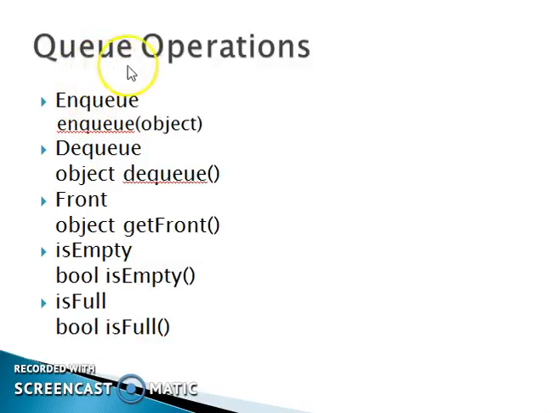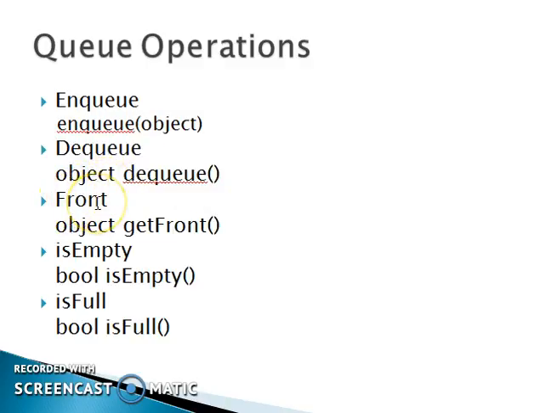Now let us see what are the various queue operations. The possible queue operations are enqueue. Enqueue is for inserting an element into the queue. So enqueue operation can be implemented by using a function that returns void and takes an object as its argument. The second operation is dequeue, which is for deleting an element from the queue. The return type of dequeue is object and it takes no arguments.